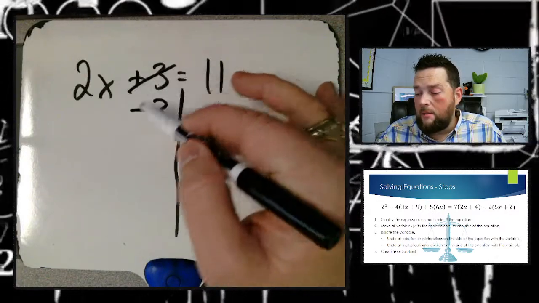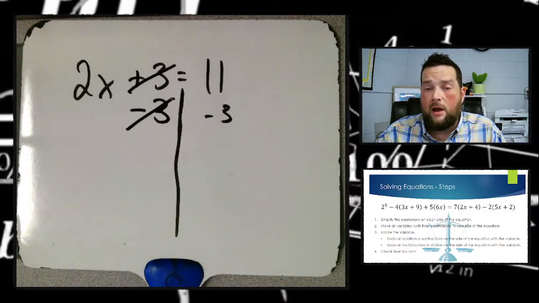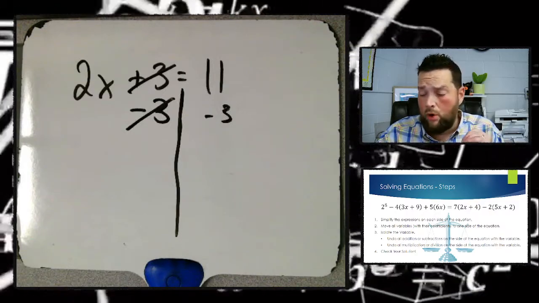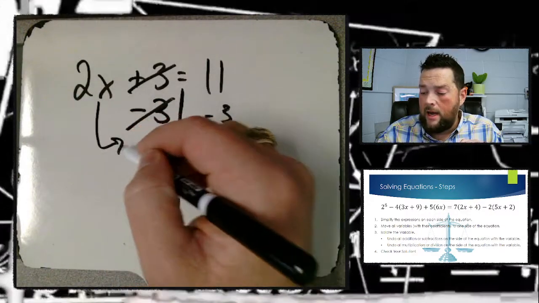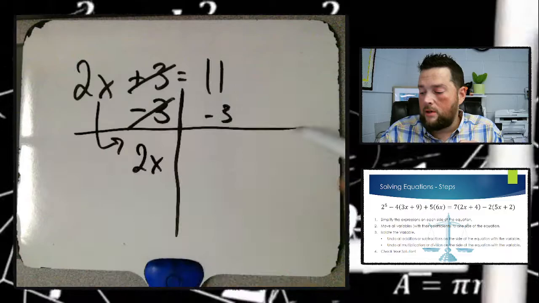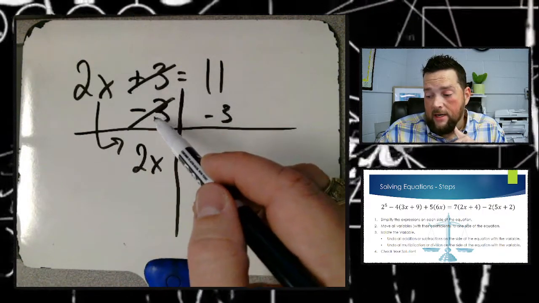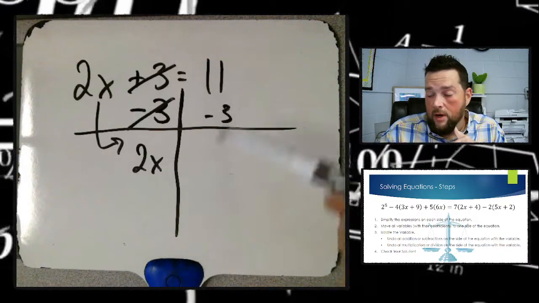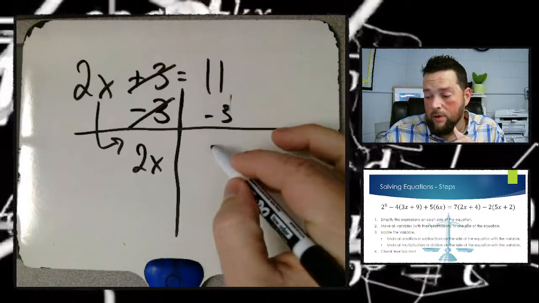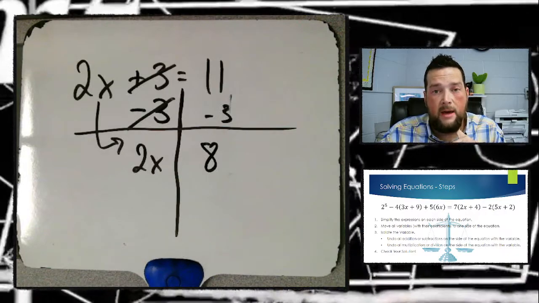The plus 3 and the minus 3 cancel each other out because 3 minus 3 is 0, and 0 plus 2x is 2x, all right? So I'm carrying it on down. I subtracted the 3 here, so I had 2x left over here. On this side, I've got 11 minus 3, which is 8. All right, I do the math that I see.